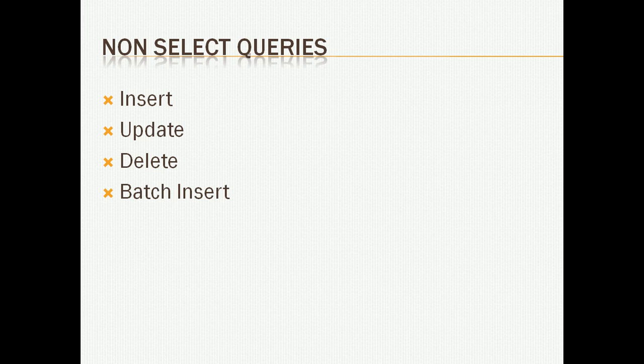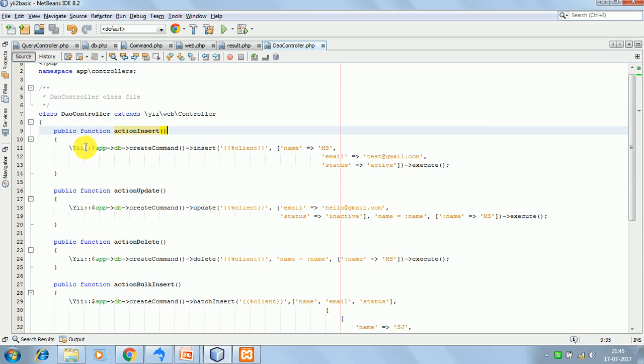The first one is non-select queries. Using the database access object, we can do insert, update, delete, and batch insert. Now let's look into an example and see how we can use the database access object to perform these operations. This is the DAO controller which I have created, and I have written these actions in it, and each action corresponds to the type of operation that we have to understand.